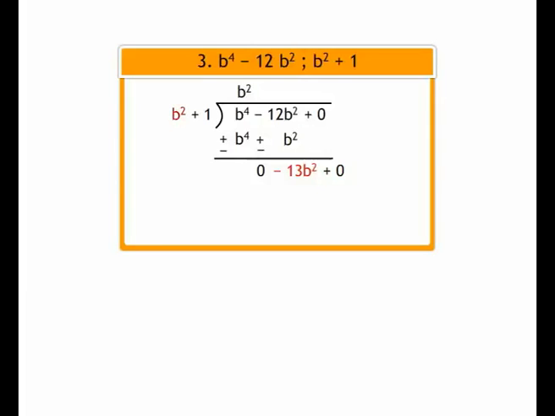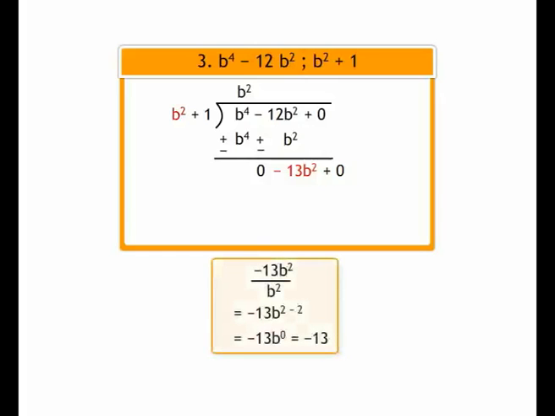That is minus 13b square upon b square, which is equal to minus 13b raised to 2 minus 2, as per the rule of the indices, which is equal to minus 13b raised to 0, that is minus 13, and the second part of the quotient. Now we will write minus 13 as the second part of the quotient above the line.